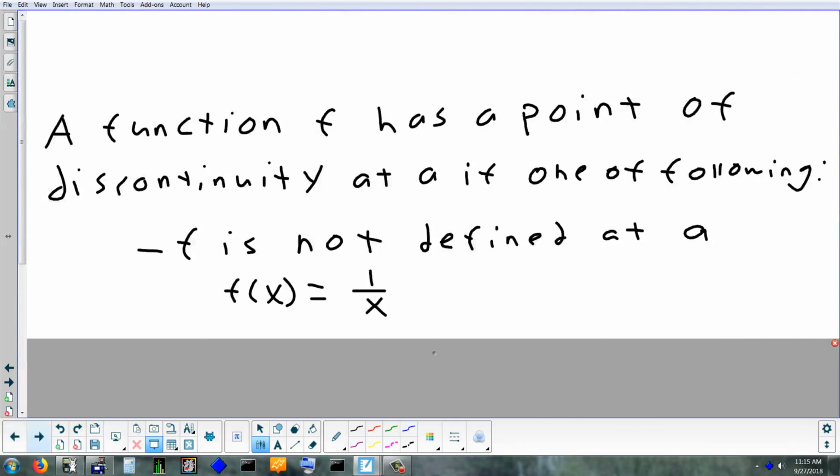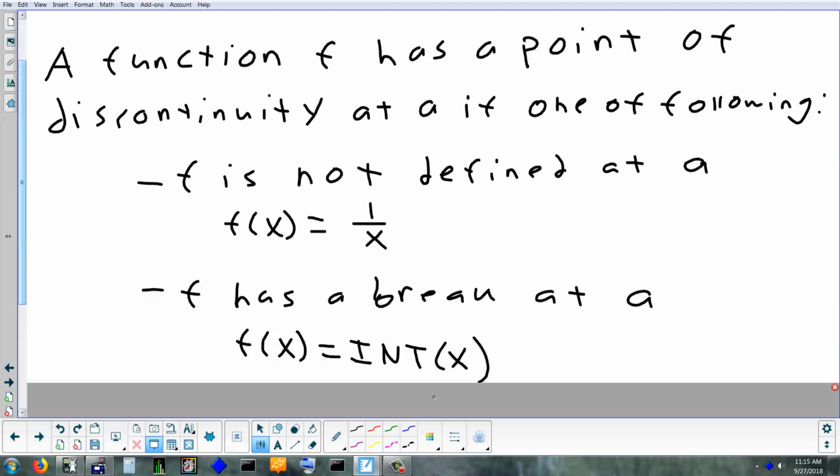So you can get a discontinuity if you try to plug in a value that's undefined. For example, if you try to plug in 0 into a function like this one, you would divide by 0. You can't do that. It's undefined. So when you draw a picture of it, you will have a discontinuity because the value is undefined.